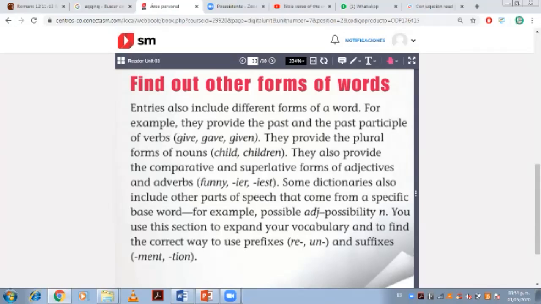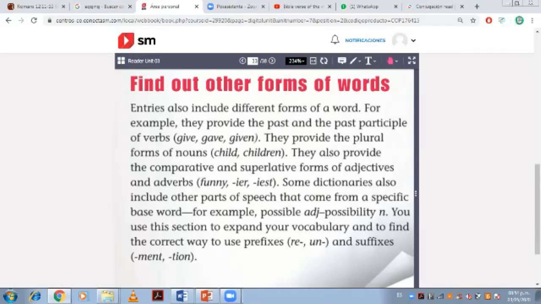Some dictionaries also include other parts of speech that come from a specific base word. For example, possible, possibility is an adjective.